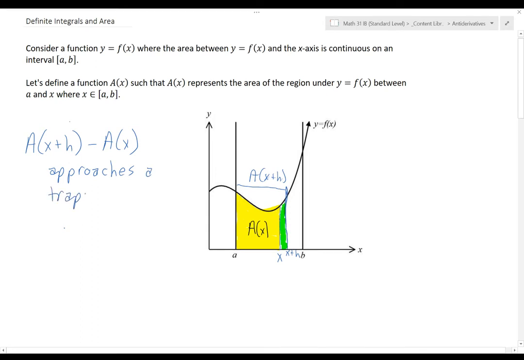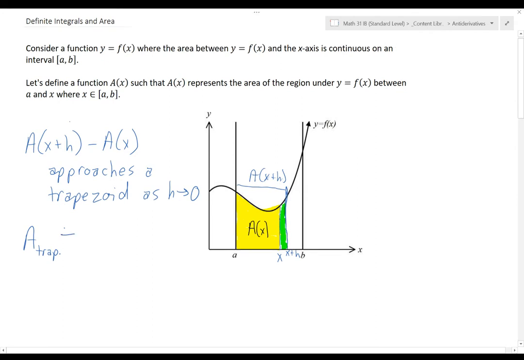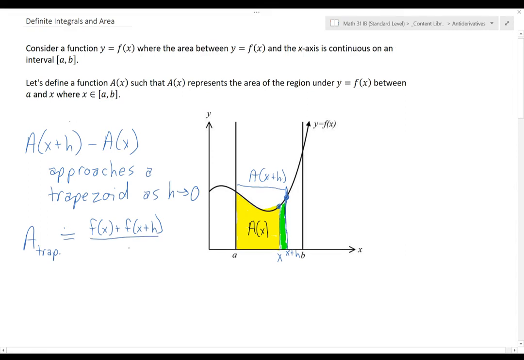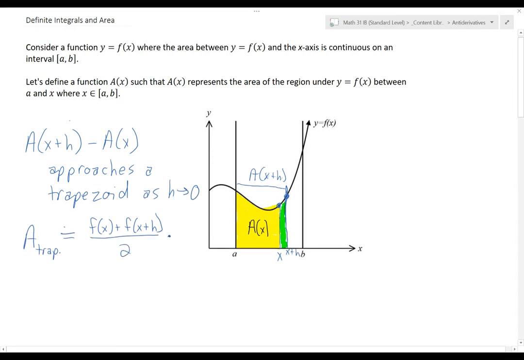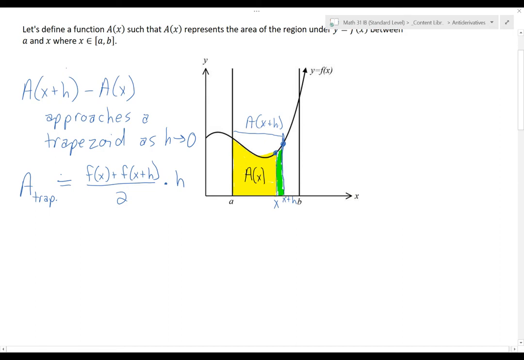So this approaches a trapezoid as h goes to 0. And the area of that trapezoid, well, the area of the trapezoid is the average of the bases. Now, in this case, the bases are the vertical lines. So right here and right here. So the heights of those are going to be f at x and f at x plus h. Those are the heights of the vertical lines. So the average of the bases times the height, or in this case, width of the trapezoid, which is the horizontal distance. So that's the area of the trapezoid.